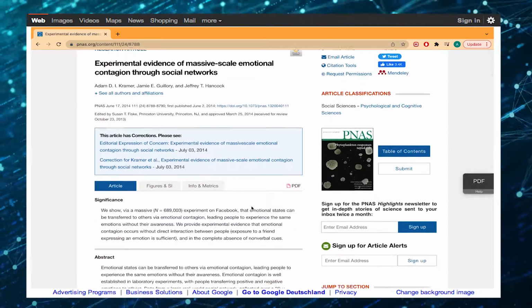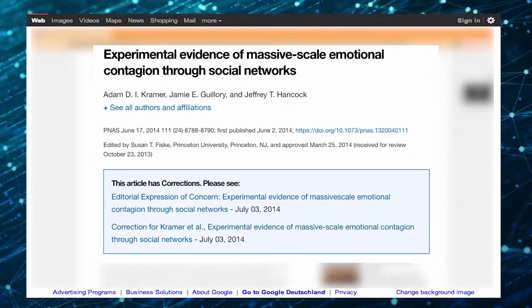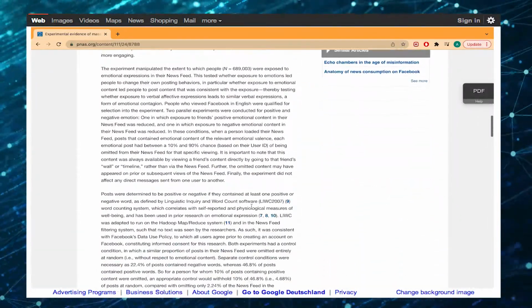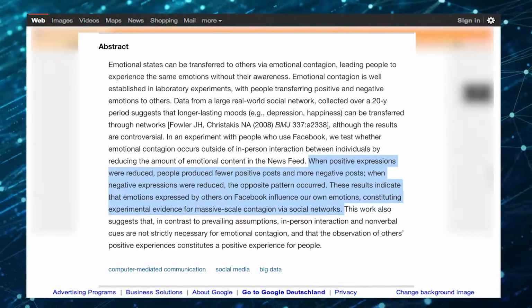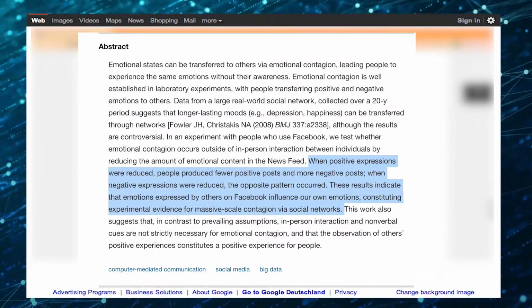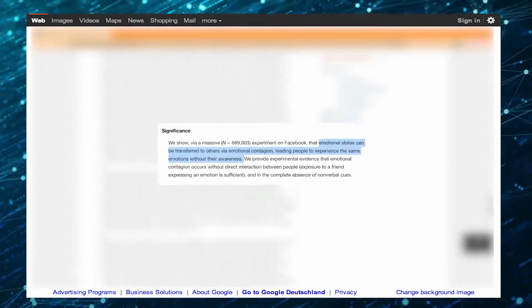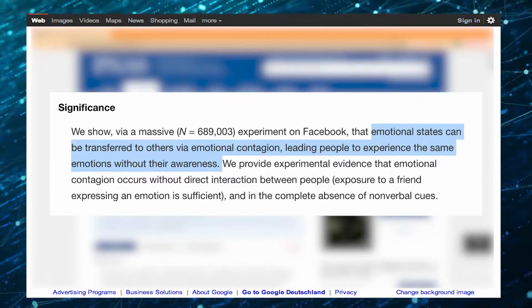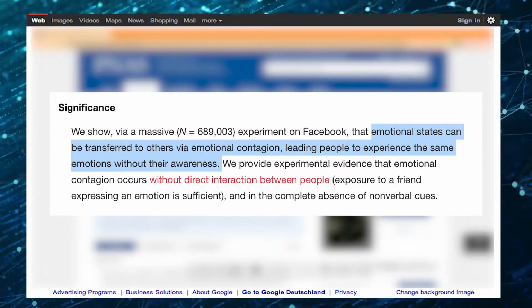In 2012, Facebook ran a study, without the users' knowledge, of course. This study manipulated the news feeds of 700,000 users. Some saw more happy things than usual, while others saw more sad things or things that made them angry. The study found that by manipulating the news feeds, Facebook could influence the content their users posted to Facebook. More negative news feeds led to more negative status messages, as more positive news feeds led to more positive statuses. As far as the study was concerned, this revealed that emotional states can be transferred to others via emotional contagion, leading people to experience the same emotions without their awareness. It touts that this emotional contagion can be achieved without direct interaction between people.